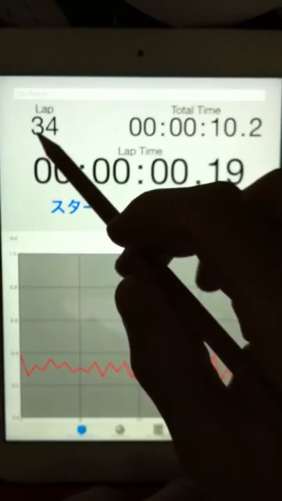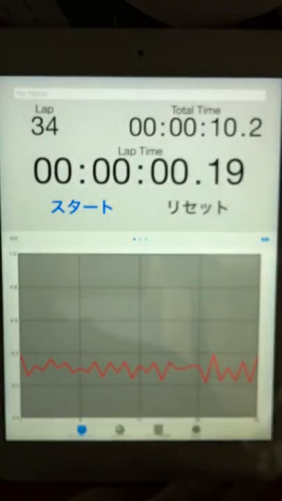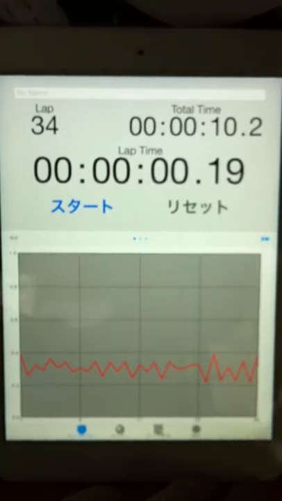102 divided by 34 multiply 2 equals just 6. Just 6 means 0.26 second for 1 beat.